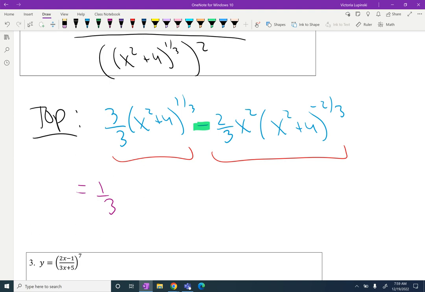Okay, then look at the x squared plus 4s. One of them is to the positive 1/3. One of them is to the negative 2/3. If one is positive and one is negative, which one should you take out? The negative. So again, that's my GCF. So now you're just trying to figure out what you are left with. So 3/3, if you take out 1/3, you're left with just a 3.